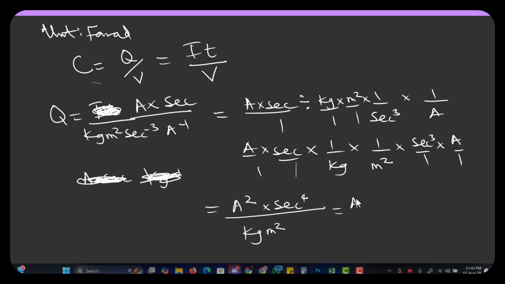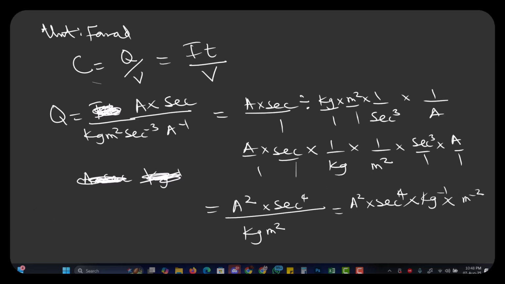I have A squared times second raised to the power of 4 times, because this kilogram is down, if it comes up, it becomes kilogram to the power minus 1, times, comes up, it becomes per meter squared, meter raised to the power minus 2. So that's what we have here now.